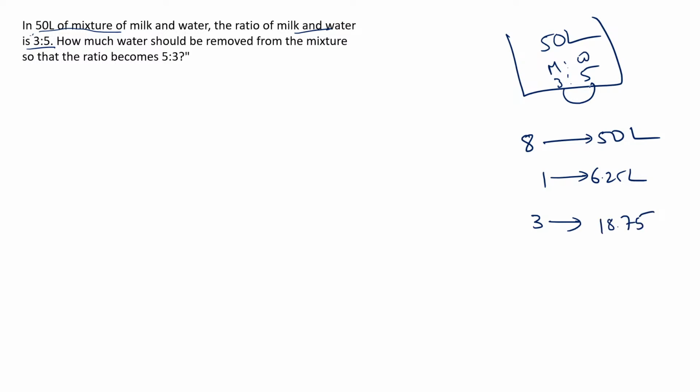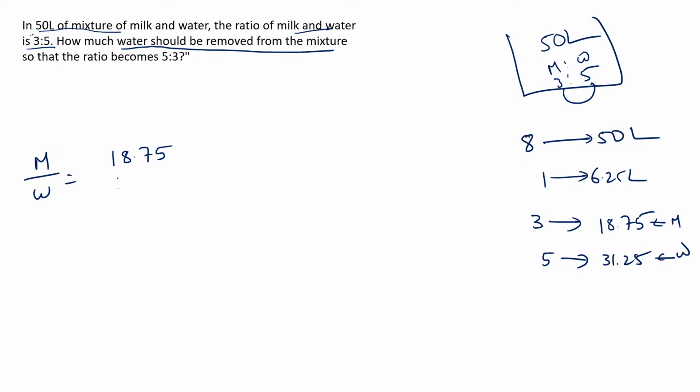18.75 liters, and 5 parts as water, that is 6.25 into 5, 31.25. So, this is our milk and this is our water. Now, he is saying, how much water should be removed from the mixture. That means you are keeping your milk as 18.75. Let us say this is the milk and water ratio. Your milk is 18.75, but you are removing some water.